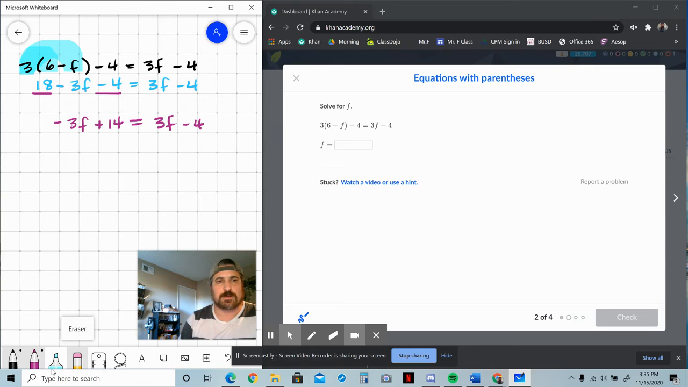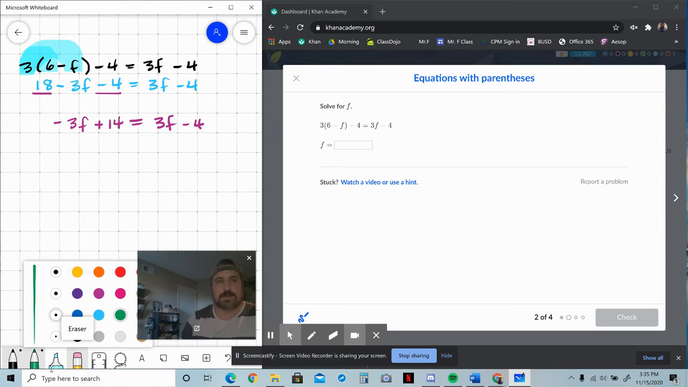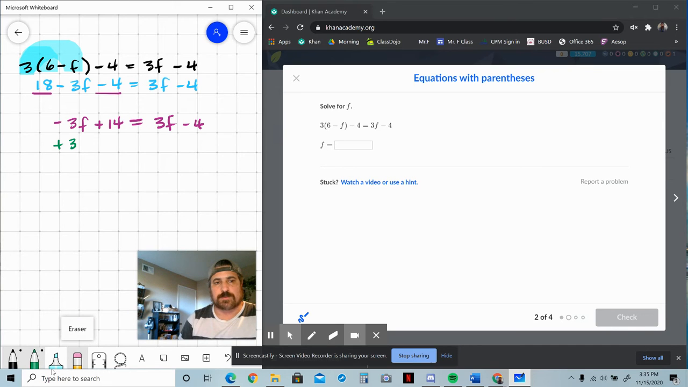Okay. And so when I'm looking at this, the next thing you're going to do is you're going to want to get all of your variables to one side, all your numbers to the other. So I would add 3f to both sides because I want to make the f's positive. And if you're going to bring the f's to the right, then I will bring the numbers the other way. So how do you get rid of this minus 4? You add 4 to both sides.